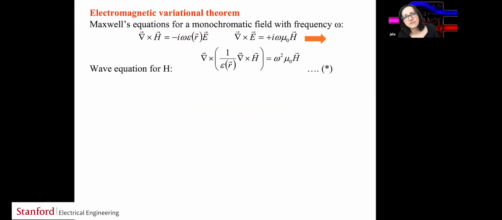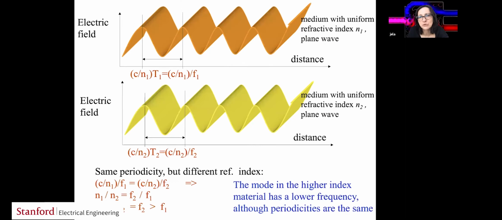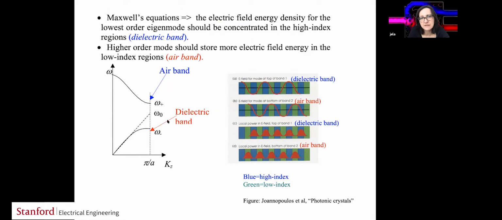So at the very end of the class, we said that today we would talk about the so-called electromagnetic variational theorem, which gives you a little bit more information about how these different Bloch modes would look. So it's not only that for the first order band gap, this lower frequency band would have electric field energy density primarily in the high index region as plotted here, and for the air band inside of the low index region. But from this electromagnetic variational theorem, you can also infer how the even higher order bands would look.